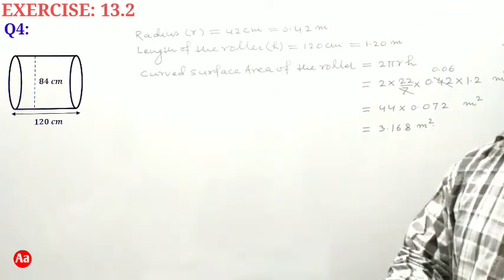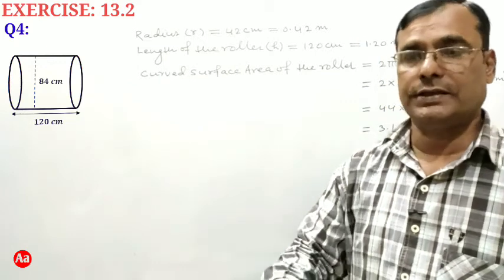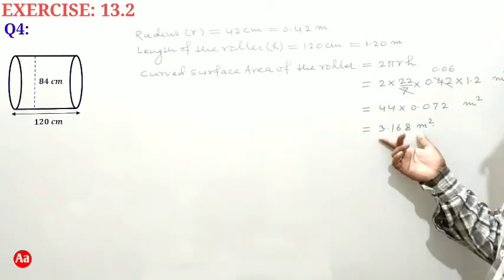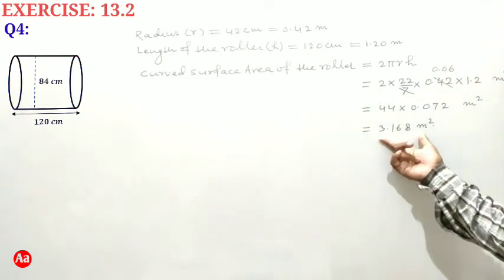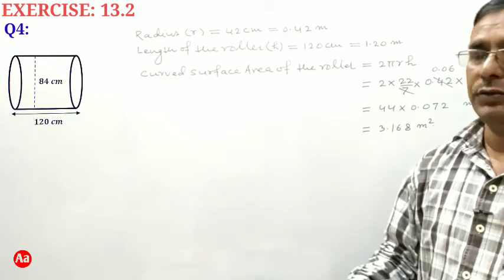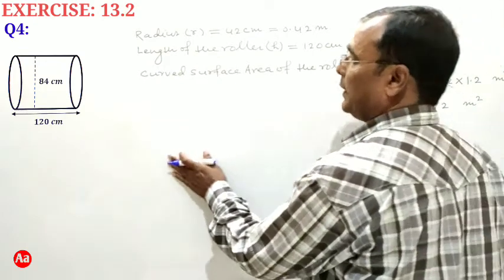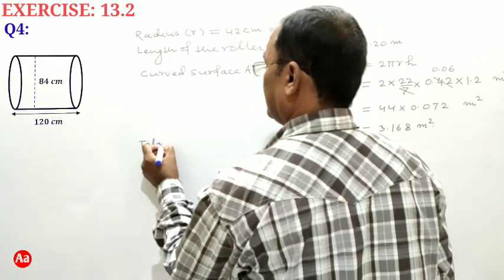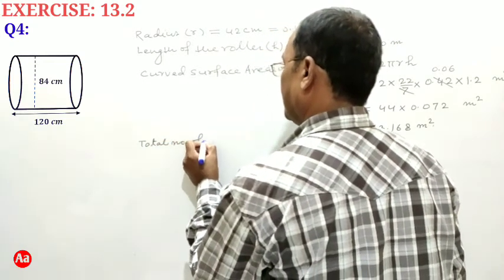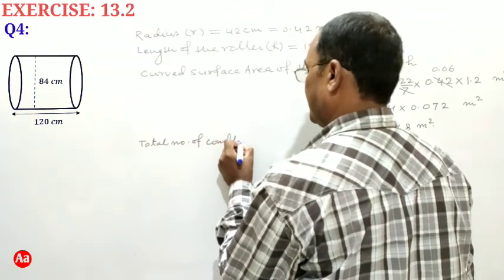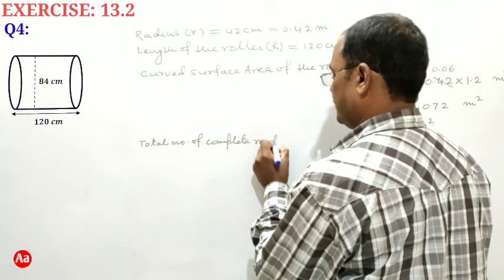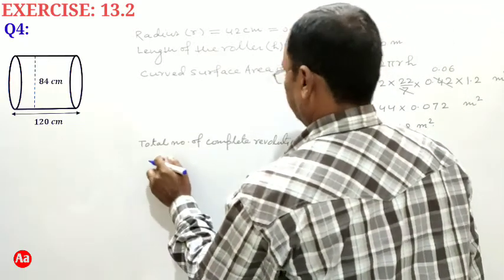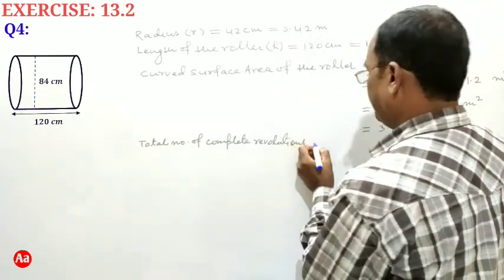That means when the roller moves just once, I mean when it completes one revolution on the ground, it will level 3.168 meter square area of the playground, and the total number of complete revolutions that the roller takes is already given, 500.